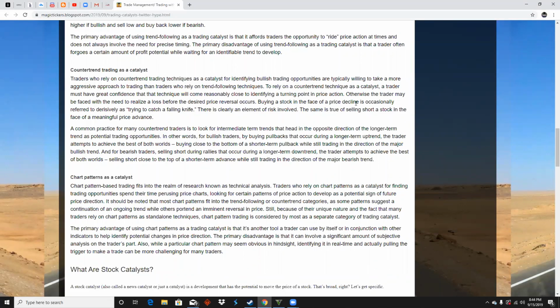Buying a stock in the face of price decline is derisively referred to as trying to catch a falling knife. There is clearly an element of risk involved, the same as that of selling short a stock in the face of a meaningful price advance.